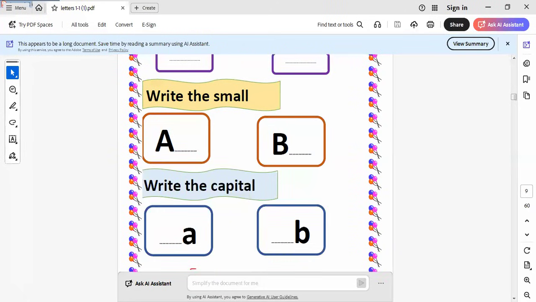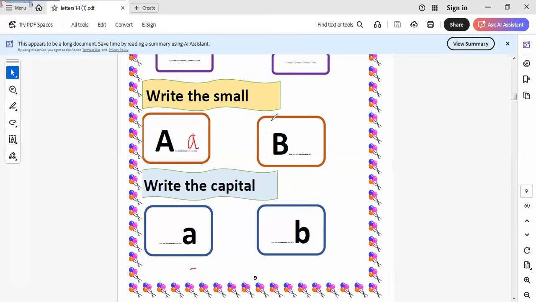Here we say, here is the capital letter, and I write the small letter. The small letter here will be A. The small letter here will be B. Here is capital B, and here is capital A. So here we have capital A, and here is capital B. Here is small a, and here is small b. Let's go to another item here.